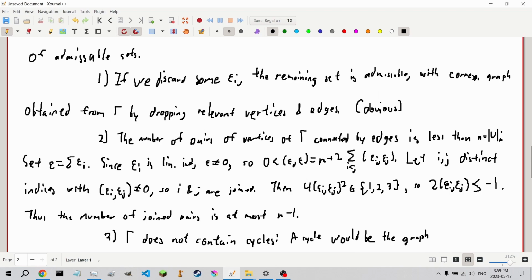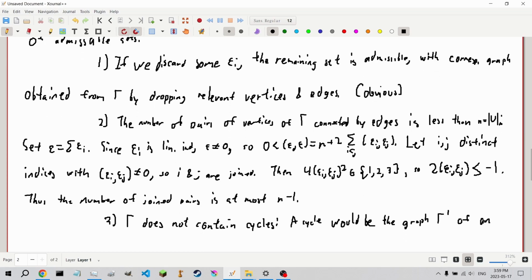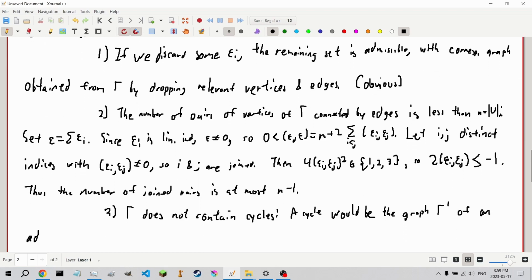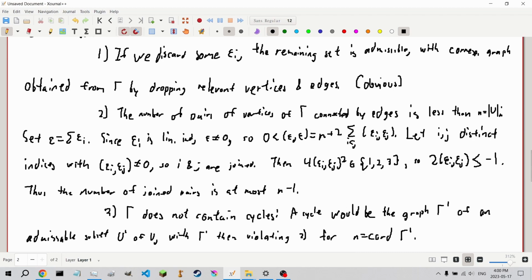The graph lambda prime of an admissible subset U prime of U, not U itself, with lambda prime then violating our previous result for n equals the cardinality of U prime, not lambda prime.